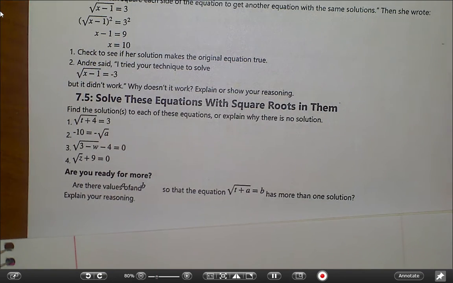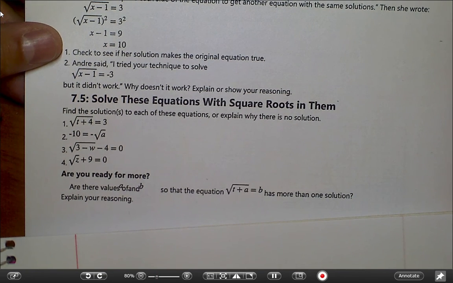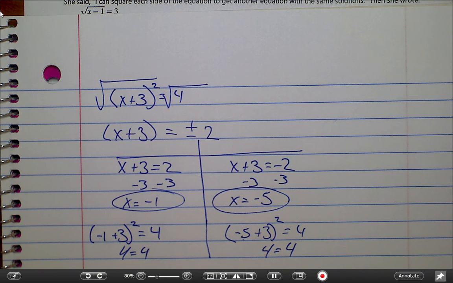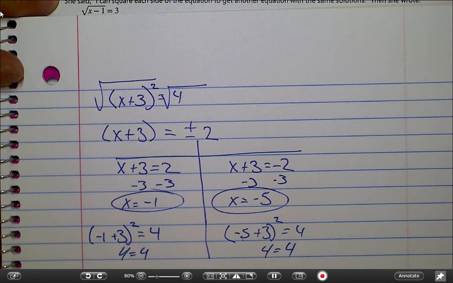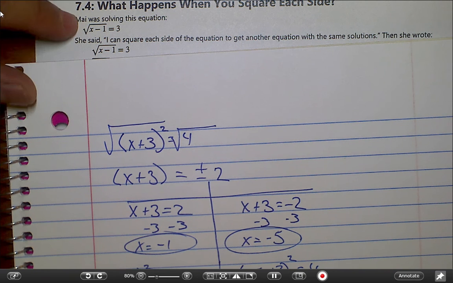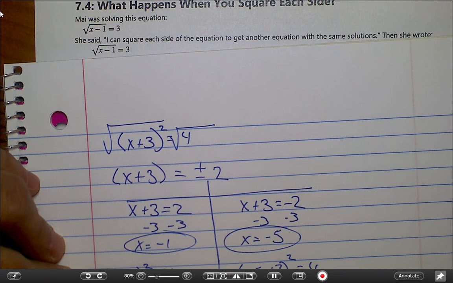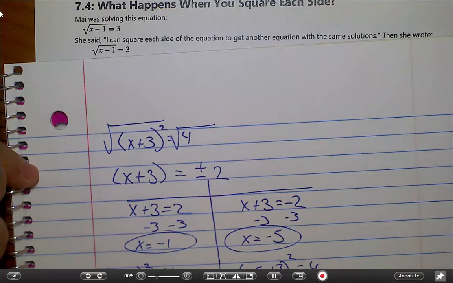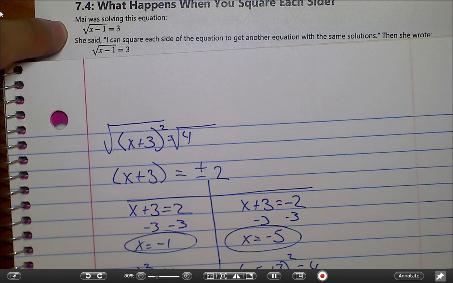All right, let's go down to 7.5. Actually, no. Let's do this one right here. So it says square root of x minus 1 equals 3. So we're doing that one? Yeah, we're doing this one on sum 4. So right here, equals.